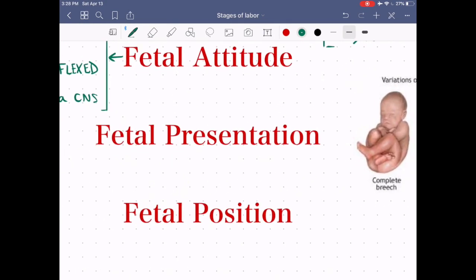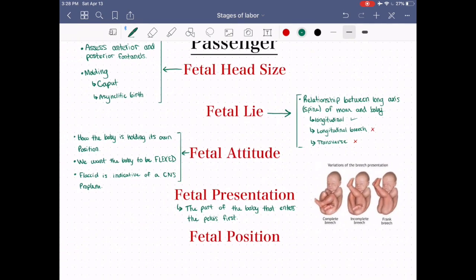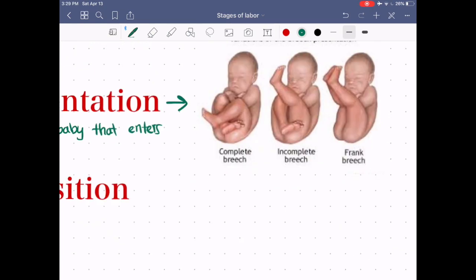Next, we have fetal presentation. So what part of the baby is entering the pelvis first? We want the baby to be coming head down. That's optimal birthing position. But sometimes we can have a breeched baby where it's coming bottom first. So in this case, we can have a complete breech, which is when the baby has its legs crossed together. It can be incomplete breech, where one leg is down and the other one is up towards its head. Frank breech, where both feet are up towards the head.